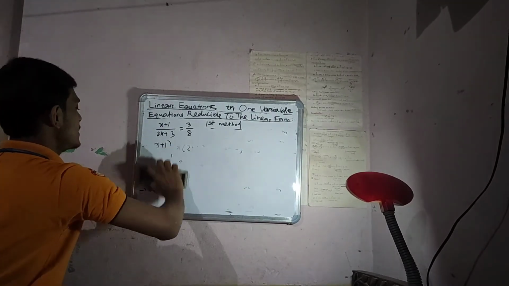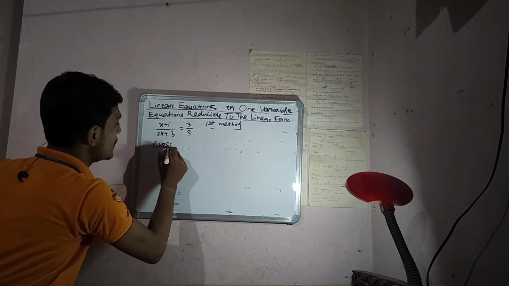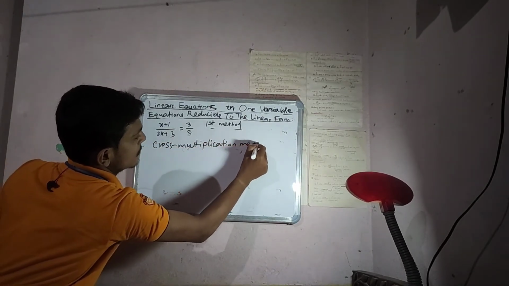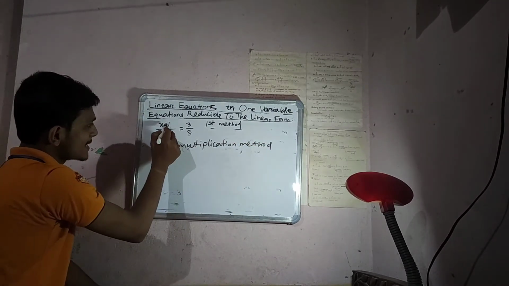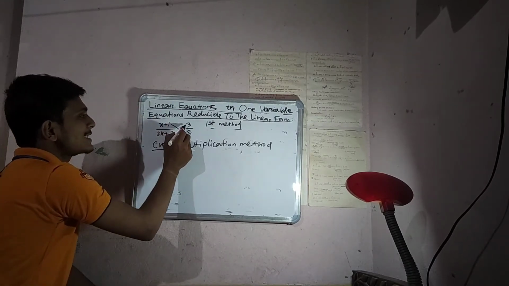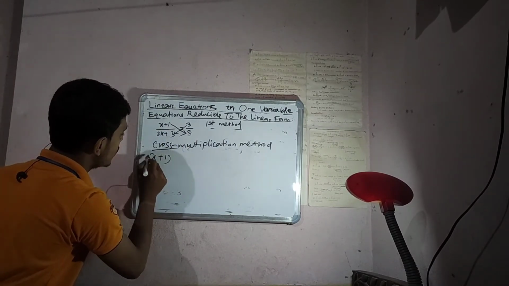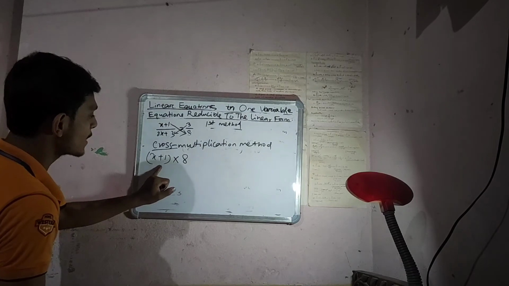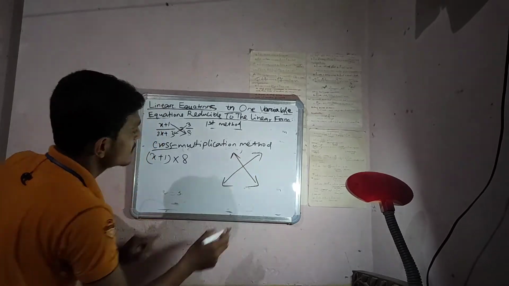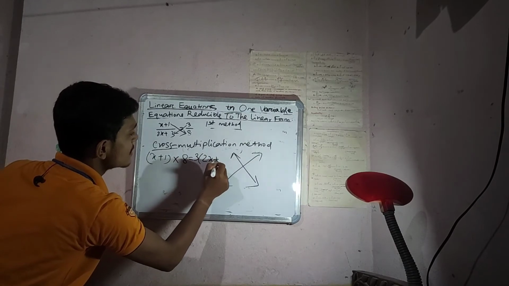Then another method is the cross multiplication method. What is cross multiplication? It means the LHS upper fraction is multiplied with the lower fraction on the RHS, and the RHS upper fraction is multiplied with the LHS lower fraction. So x plus 1 is multiplied with 8, that is LHS upper, RHS lower. In this way, this is the cross multiplication. Here and there, is equal to 3 multiplied with 2x plus 3.